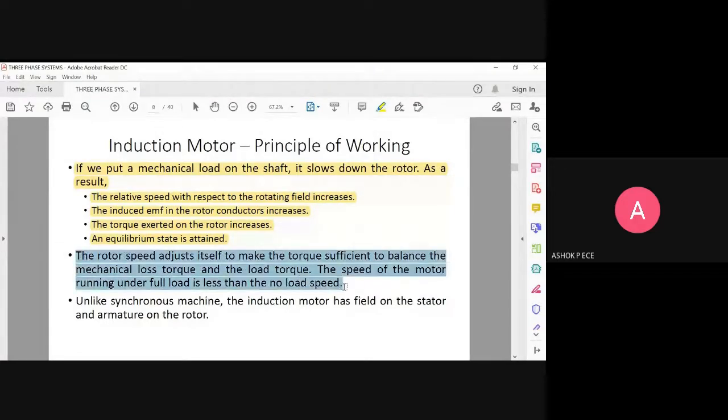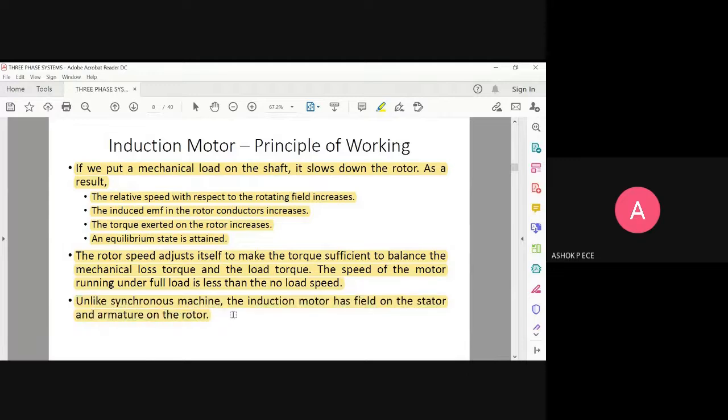When I am going to load the motor, the speed will get reduced. So what will happen? The torque will increase to overcome the mechanical loss, and the motor will be trying to run at the full no load speed. But when you have a load, practically, the speed will be reduced. So the speed of the motor at full load will always be less than the speed of the motor running at no load. So this condition is generally available for any DC motor.